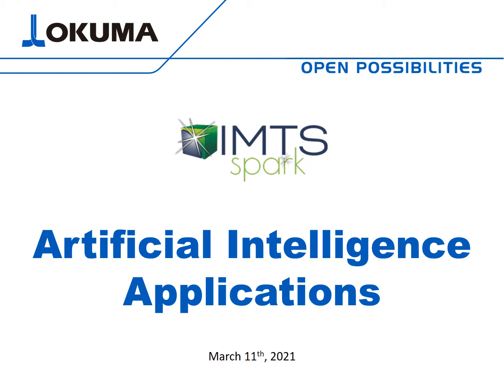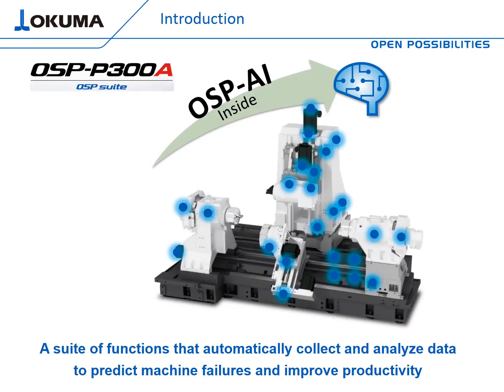Today, we will be talking about Okuma's artificial intelligence applications. Okuma has a collection of high-tech tools that analyze data from a variety of sources with the purpose of predicting machine failures and improving productivity.